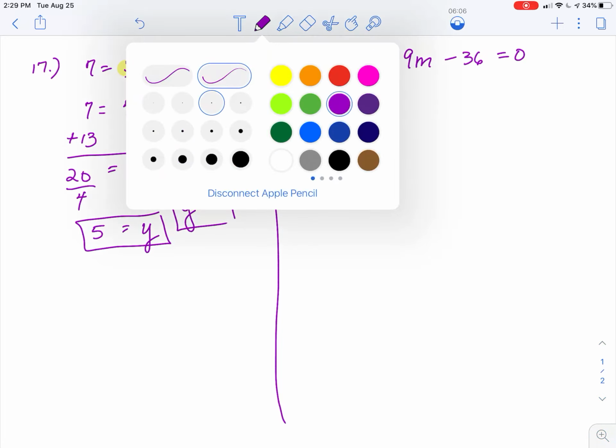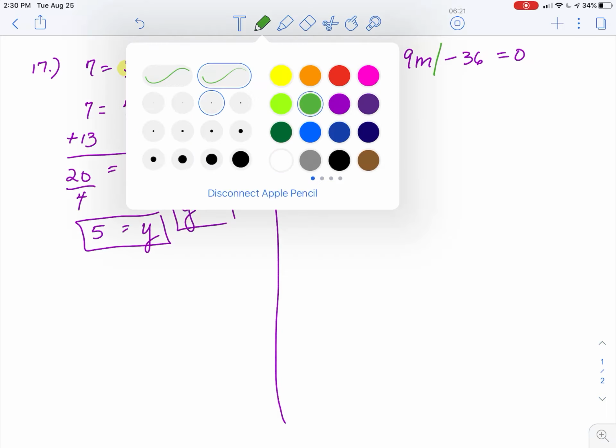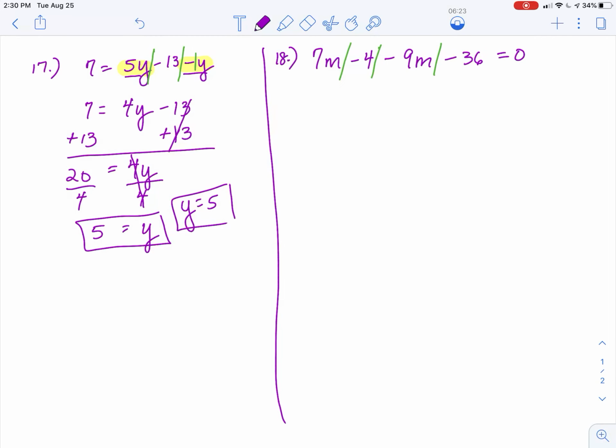First thing I'm going to do is take my green pencil, and I'm going to divide out my categories here. So I'm separating each term. I start with 7m, and then I'm subtracting 4, and then I'm subtracting 9m, and then I'm subtracting 36. And all of that is equal to 0. You might think that's odd, but as we work through this, we're going to find out what is the value of m that when I put all of those string of numbers together will actually equal 0.